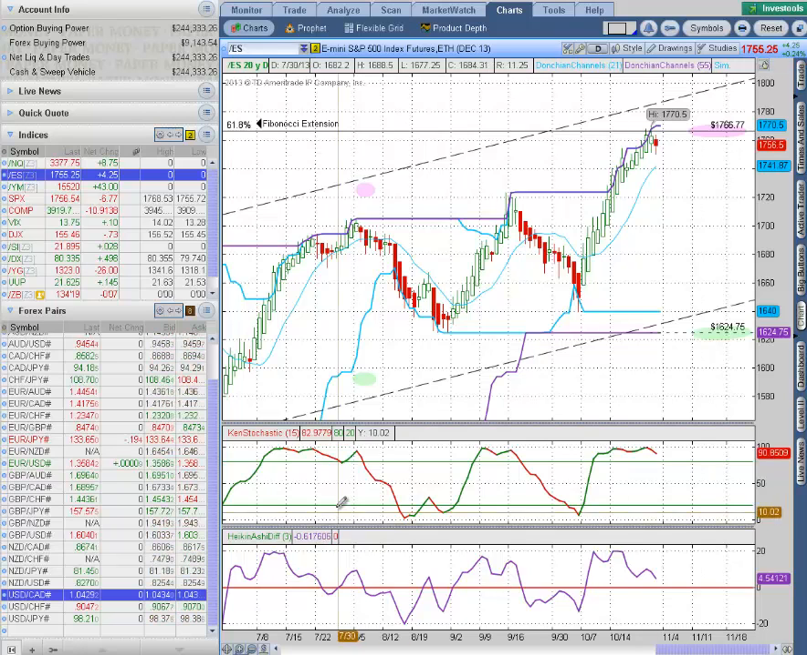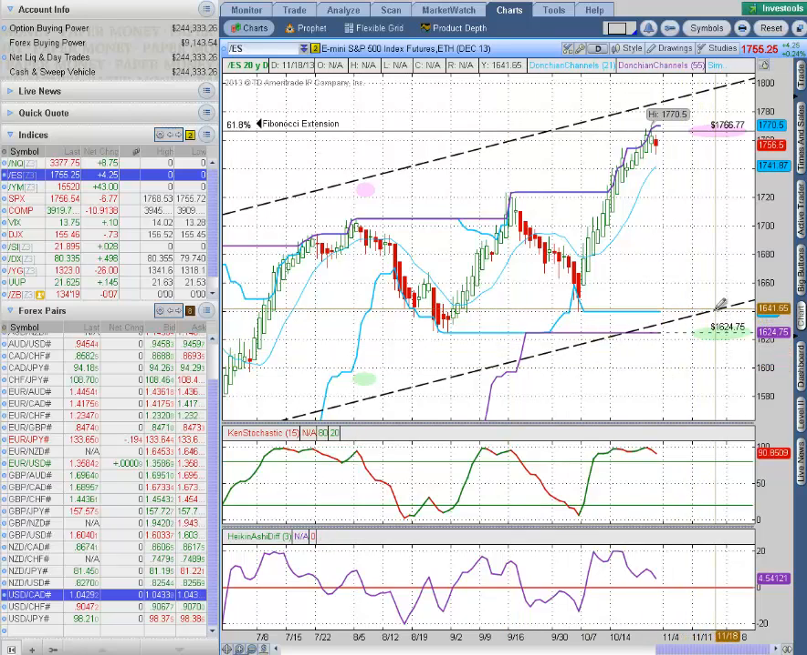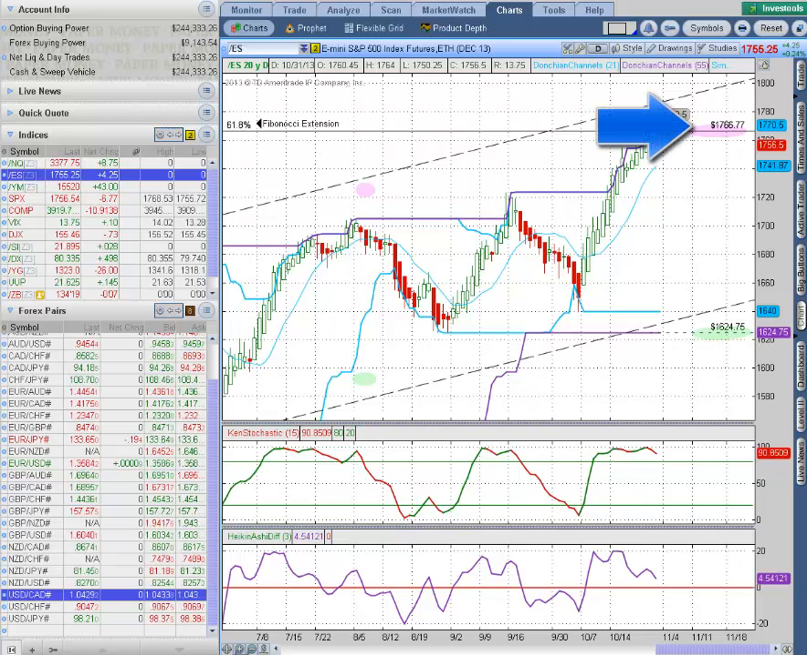The S&P is bullish and price remains in an upward trend channel framed by the black dashed lines. Resistance is at 1767 as seen by the light pink oval, and support is at 1624 as seen by the light green oval.